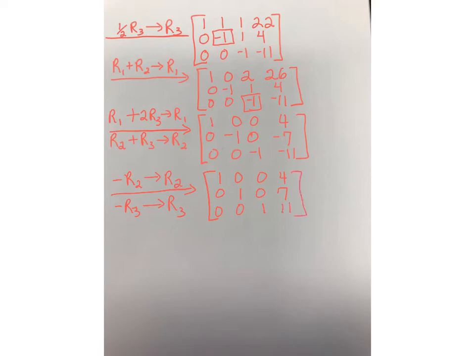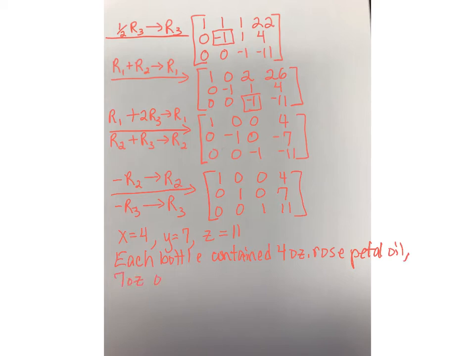So what we have is x is equal to 4, y is equal to 7, z is equal to 11, which means each bottle contained 4 ounces of rose petal oil, 7 ounces of oil of fermented prunes. You don't know how that's going to smell.